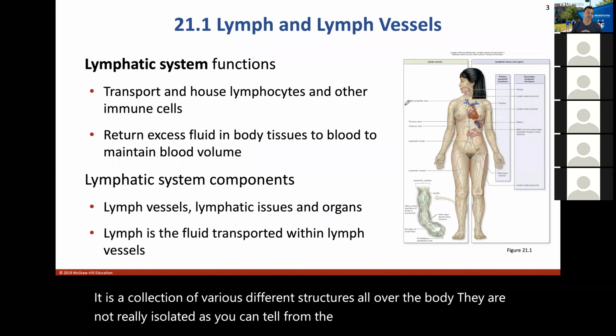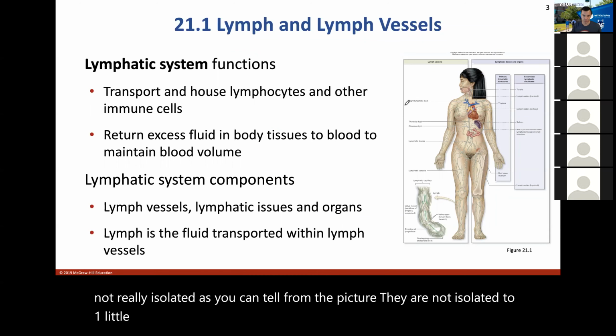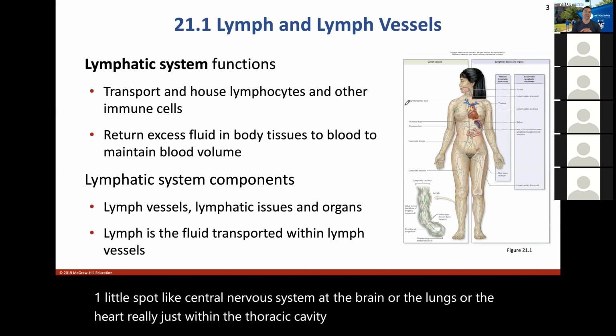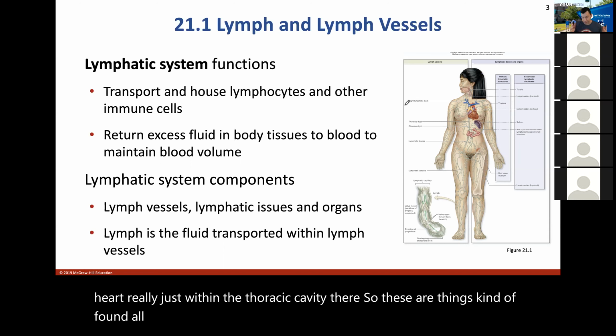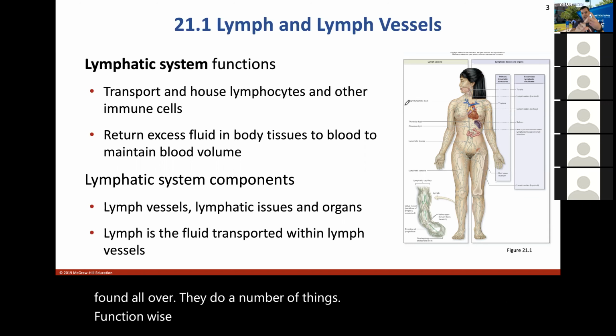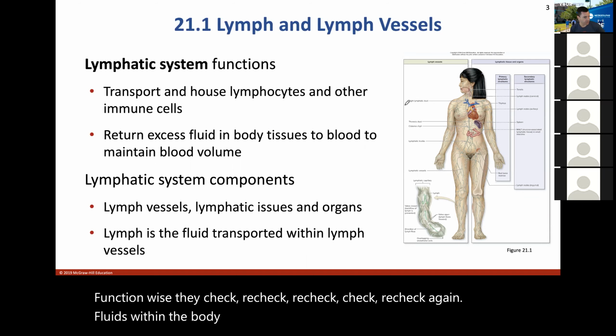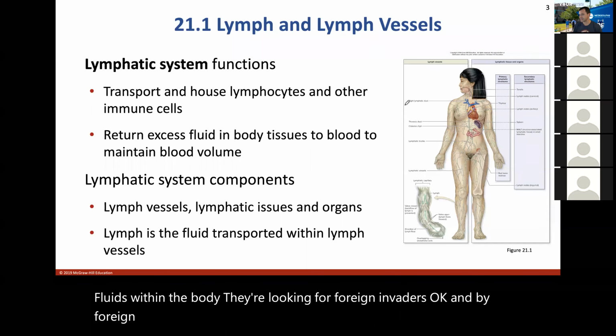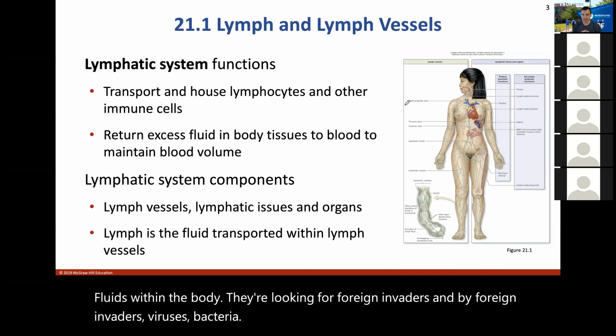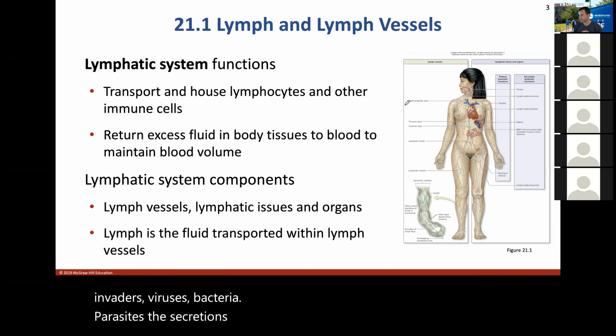They are not isolated to one little spot like the central nervous system with the brain, or the lungs or the heart, really just within the thoracic cavity there. So these are things found all over. They do a number of things function-wise. They check, recheck, and recheck again fluids within the body. They're looking for foreign invaders, okay? And by foreign invaders, viruses, bacteria, parasites, the secretions of all those things.